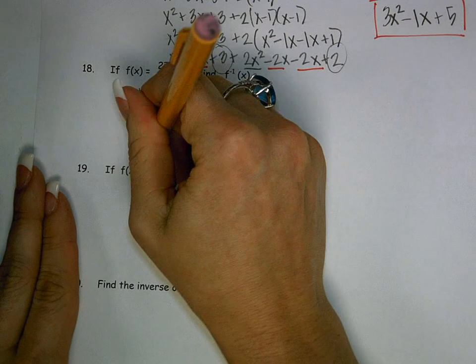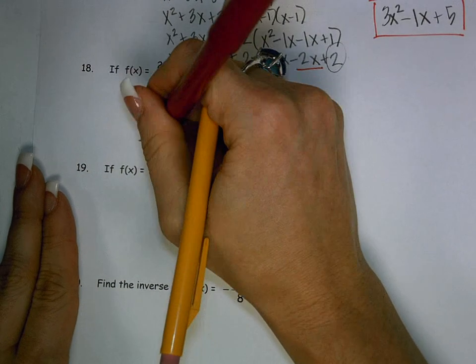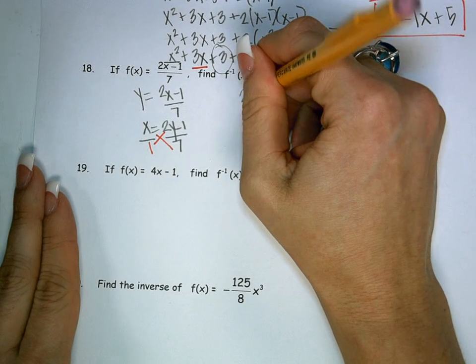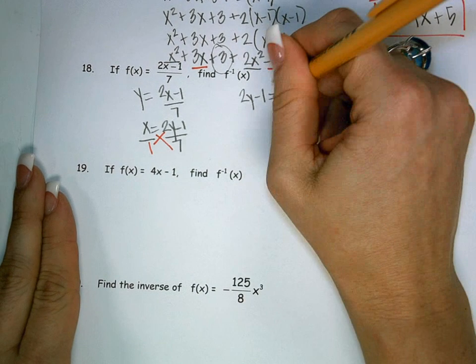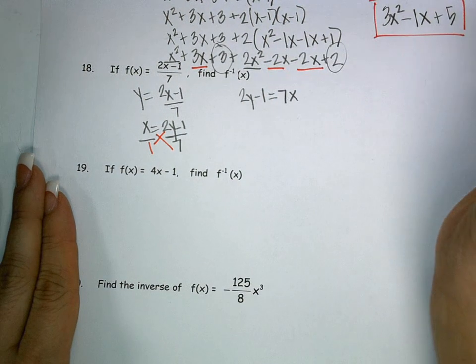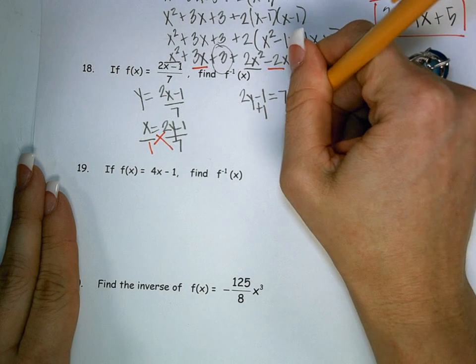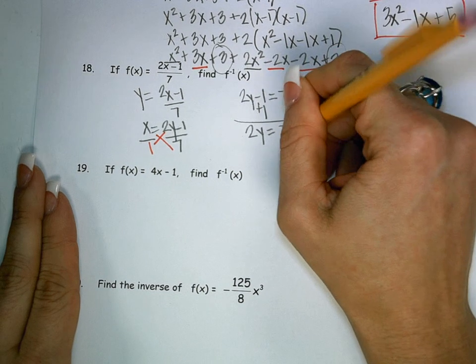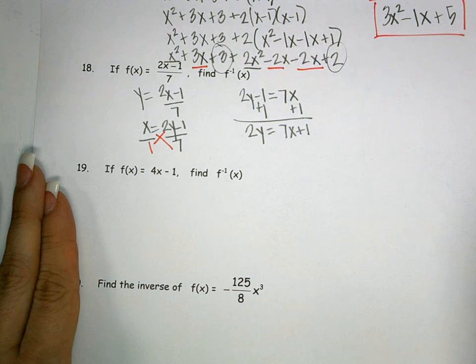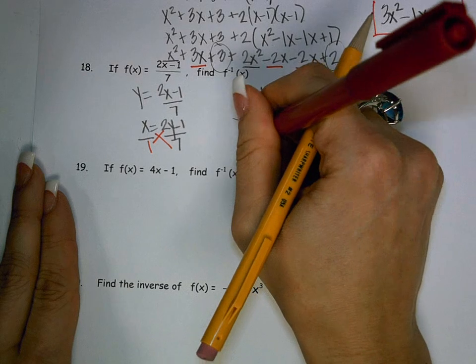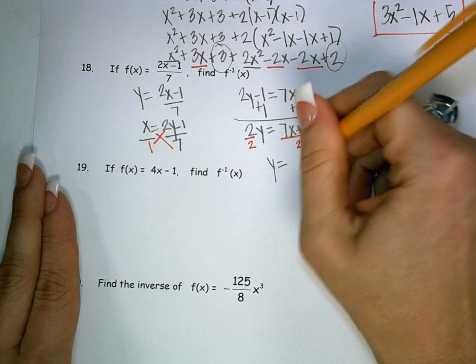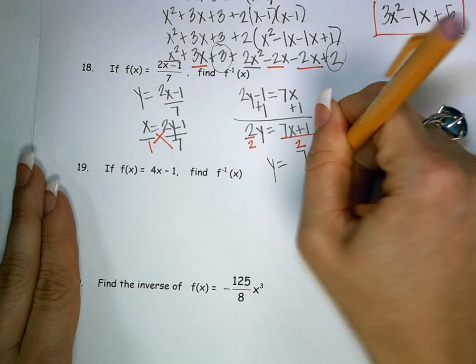To solve for y, we're going to cross multiply. Remember, there's an invisible 1 there. If you cross multiply, we get 2y minus 1 equals 7x. Add 1 to both sides. That leaves us with 2y equals 7x plus 1. And then divide everything by 2, and we should get y equals 7x plus 1 over 2.